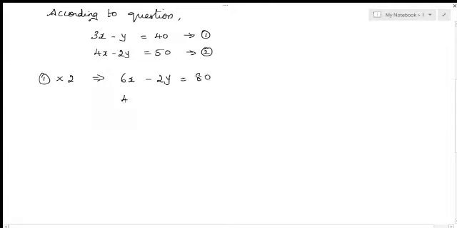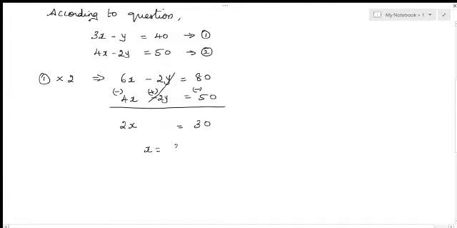Let us write the second equation. 4x minus 2y equal to 50. So to eliminate this, I am going to change the sign. Minus, plus, minus. 6x minus 4x will give us 2x. y will get eliminated. 80 minus 50 is 30. So x equal to 30 divided by 2, x equal to 15.